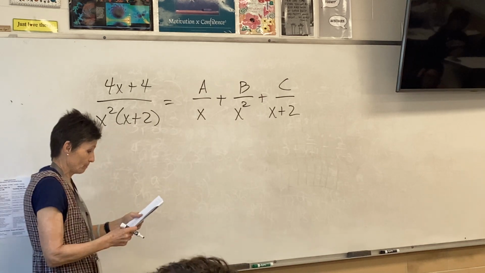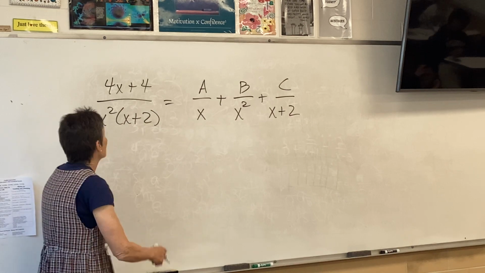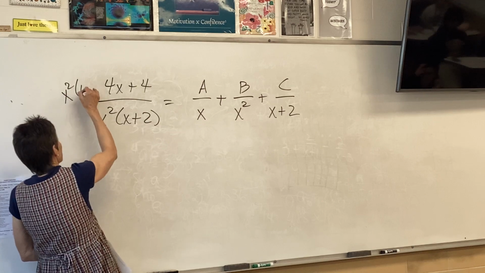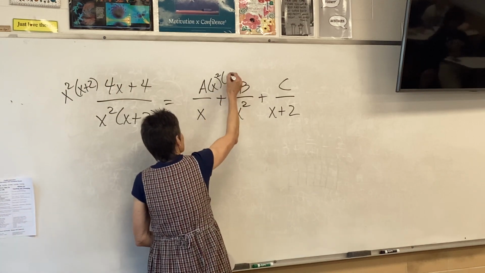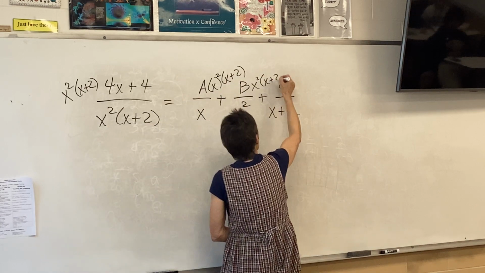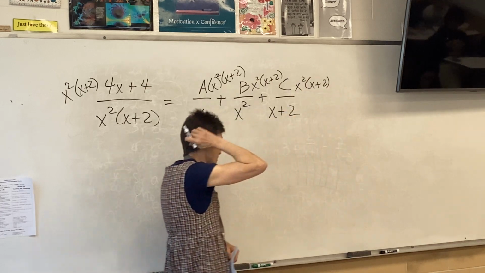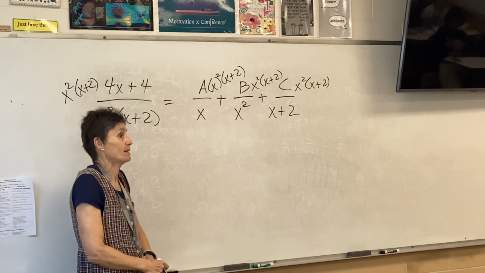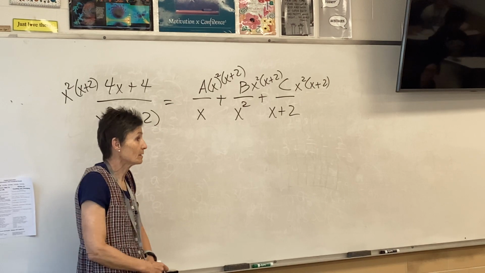Alright, now what do we do? Multiply everything by the other. Multiply everything by x squared and x plus 2. Now, I like to write it down. You don't have to. You can do this in your head, for sure. But I like to write it down. And the reason that we are multiplying through by the common denominator is in order to clear the fractions, right? We're gonna clear them out.